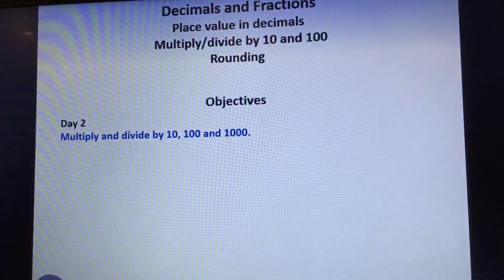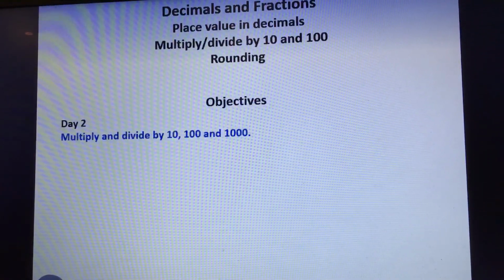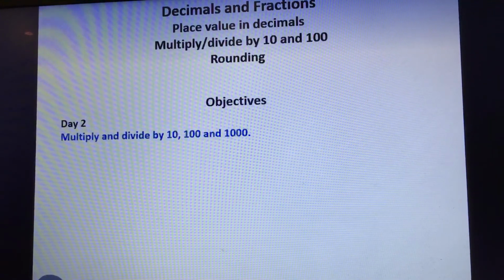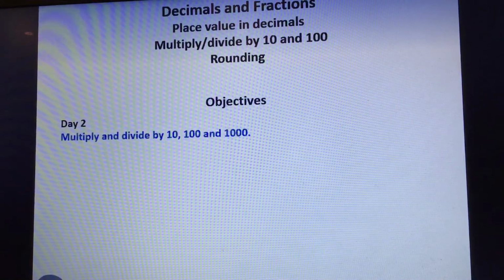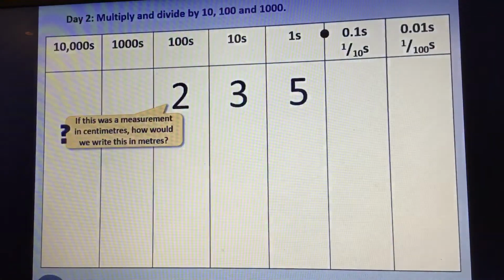So we're going to look at multiplying and dividing by 10, 100 and 1,000. Now, we've done this before, and we need to just go over it another time at least, just to really consolidate it, all right? So if you feel you know this really well, then good for you, but maybe just go through the video while I quickly run through this.